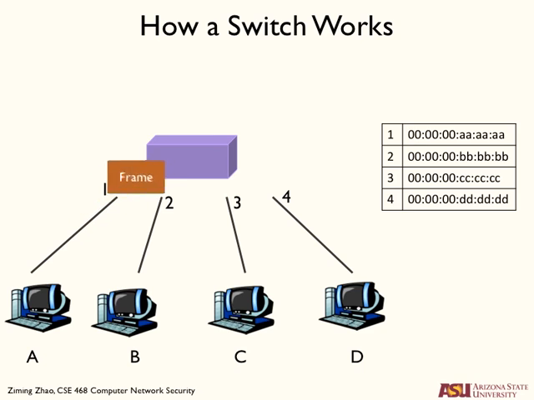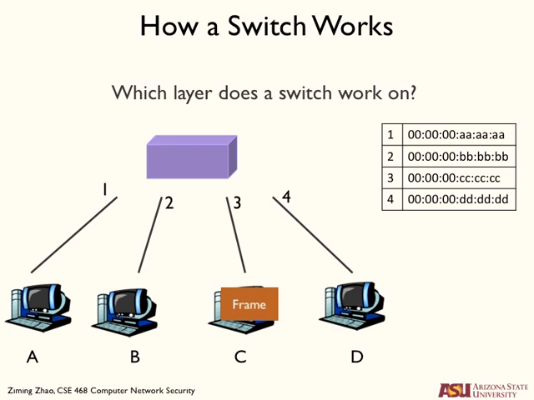I guess some of you have experience with a switch. You may see on the computer side there is an Ethernet port, and on the switch there is another Ethernet port. I have two questions for you. First, which layer does a switch work on? Yeah, it's the data link layer, because it is looking at the MAC address at least.